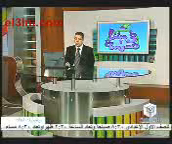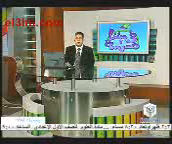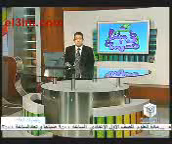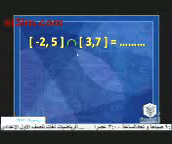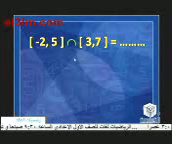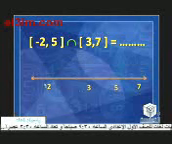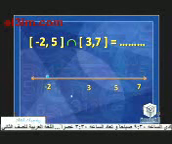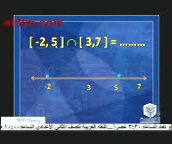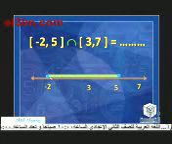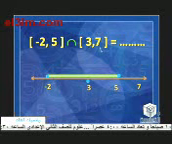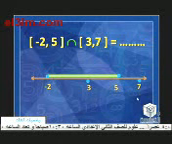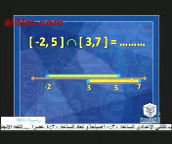The closed interval [-2, 5] intersect with [3, 7]. We are going to focus on the relation between the two intervals using the number line. This is a number line. The first interval will be from -2 to 5. This is the first interval, and the second one will be from 3 to 7. This is the second interval.